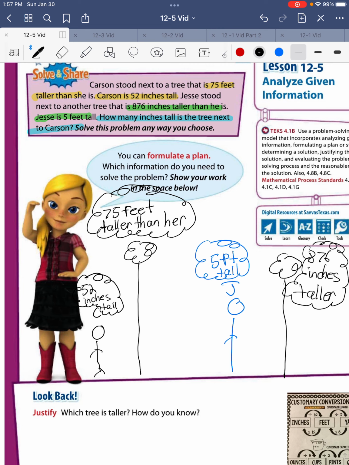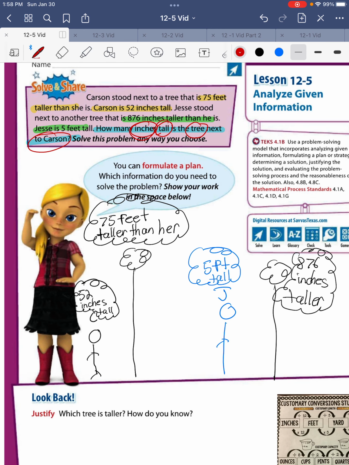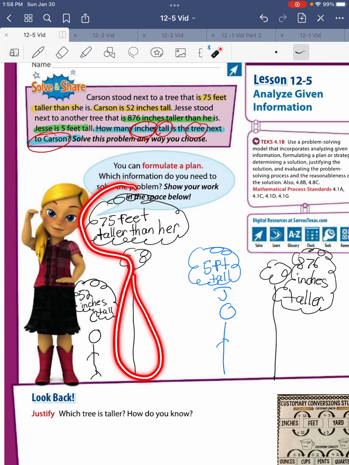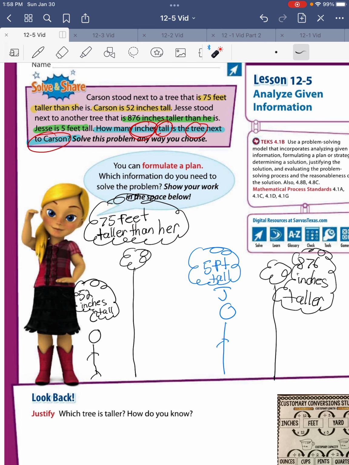So now let me go back and see exactly what my question is asking. How many inches tall is the tree next to Carson? So it wants to know in inches, how tall is the tree next to Carson? So we're only worrying about Carson right now. And if you see here, they're giving it to us in feet. I need to see how tall it is in inches. So I know that I'm not really going to need Jesse. Okay, so I'm just going to put an X here. I don't need Jesse right now because my question is just asking about Carson and how tall the tree is in inches.